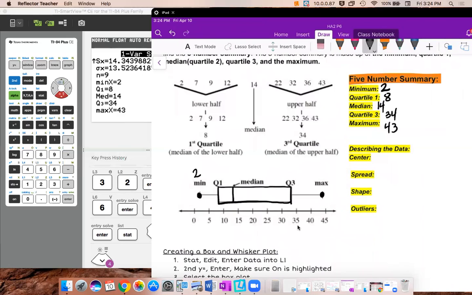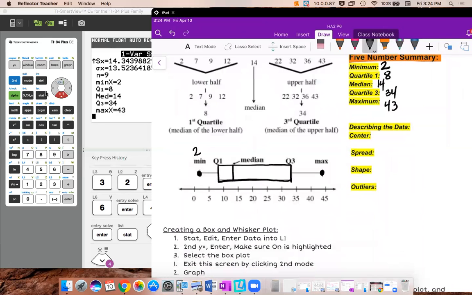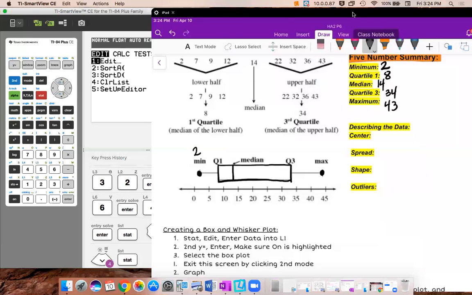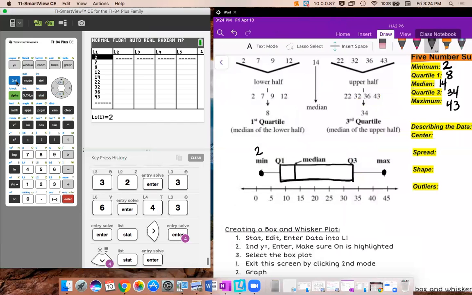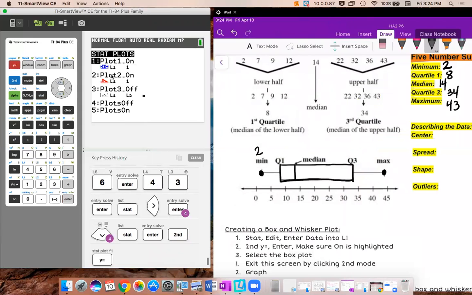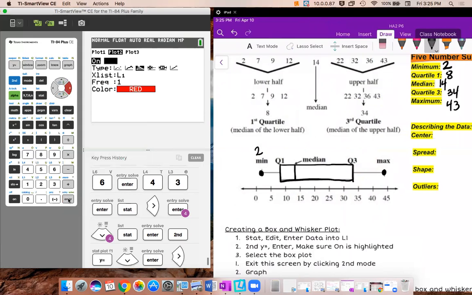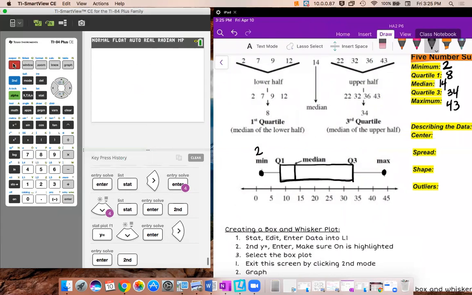And then in order to make this in your calculator, you have all your data entered in there. So you would do stat, edit, and make sure all your data's in there. And then you are going to go second y equals, and you need to turn one of these stat plots on. So my number 1 is on. I'm going to go down to number 2 here and turn this one off. And then I go back here. So enter. You want to make sure that this is on.